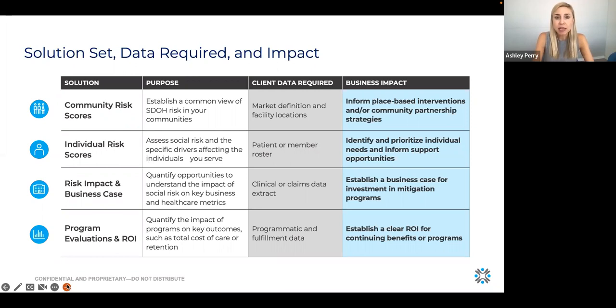And then the fourth piece is the programmatic data, right? So when you do invest in those programs or the ones that you're already investing in today, how do you understand where you're seeing a return and how do you use the ability to connect social data, claims data, and programmatic data to provide that comprehensive view of ROI that's going to drive your strategy going forward.